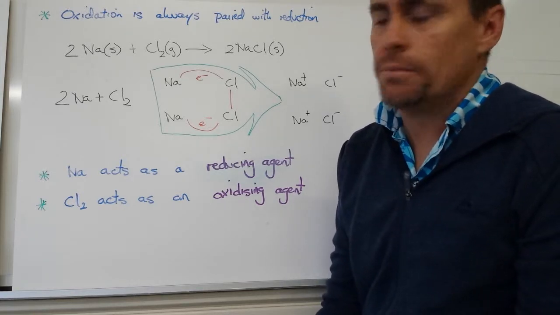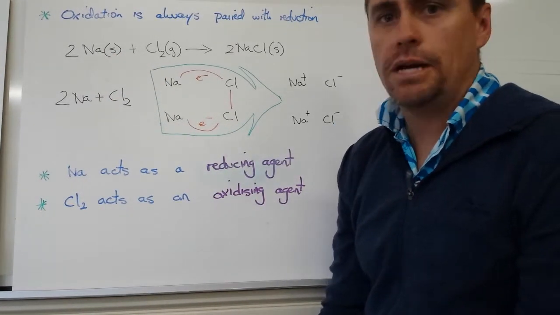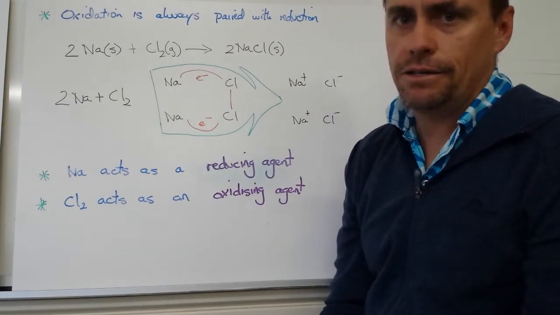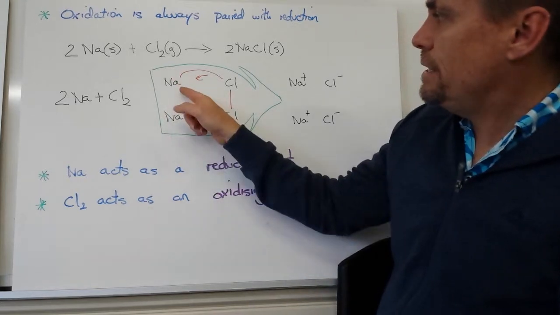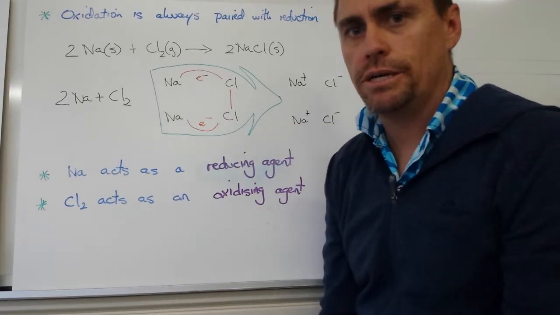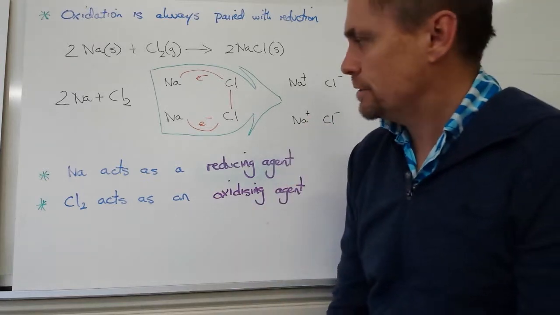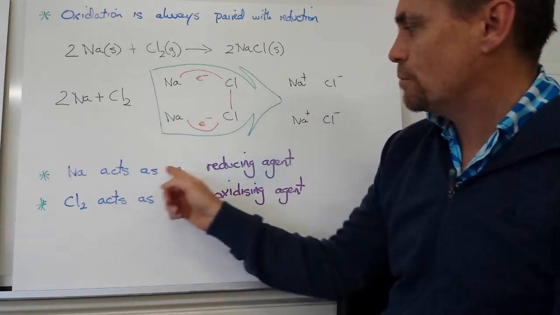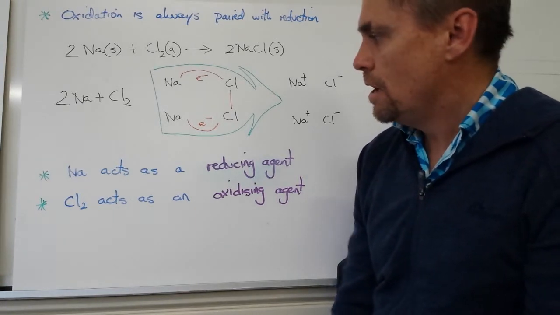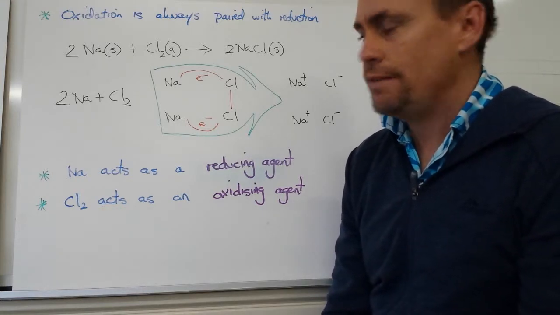So let's look at an example from an equation. If we have our sodium in its solid form, its elemental form, combining with chlorine in its elemental form, we form sodium chloride. Let's break this down into a diagram and see what happens. The sodium is giving up an electron to the chlorine. We get 2 of them to break that bond between the chlorine so that we're left with sodium ions and chloride ions. In this case, the sodium acts as a reducing agent because it reduces the chlorine by donating electrons. On the other hand, the chlorine acts as an oxidizing agent because it takes those electrons away from the sodium.